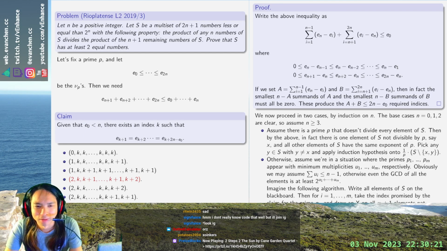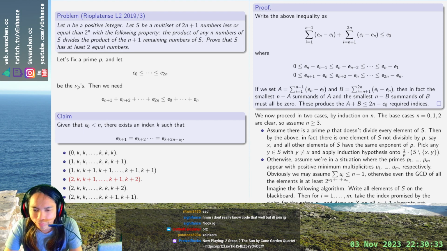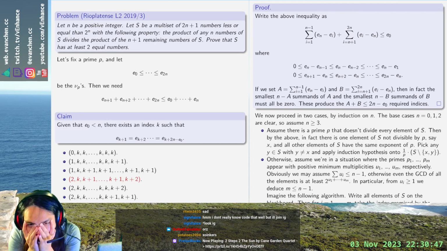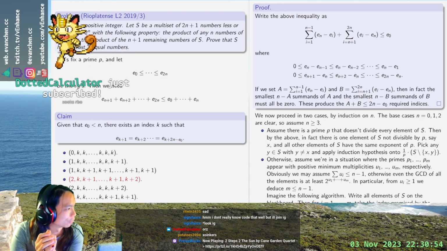So in particular, there are at most n minus 1 plus m equals 2n minus 2. So in fact, contradiction. Alright, I hope I got everything right. Also, the write-up got completely cut off and I wasn't even paying attention.